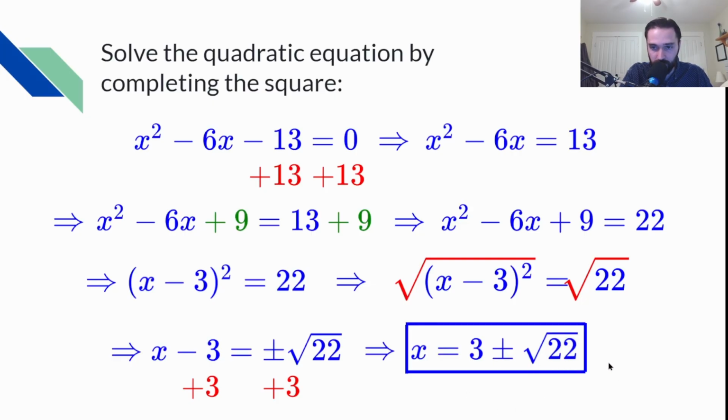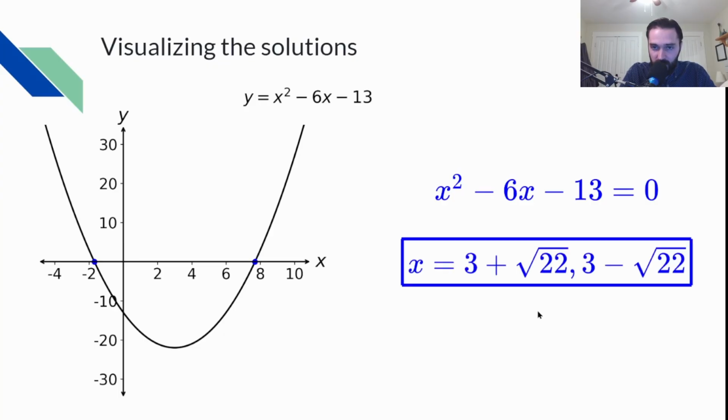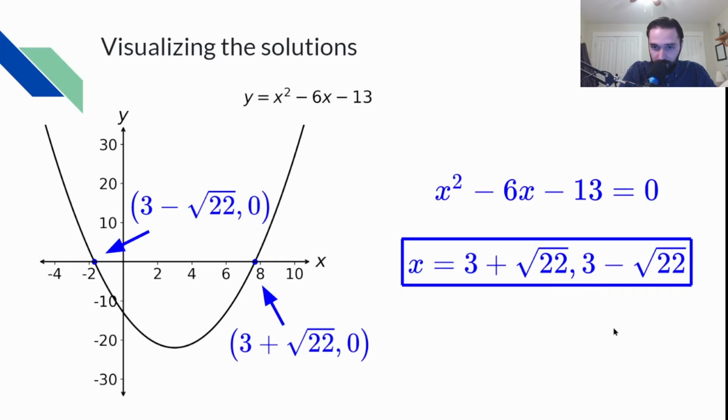These are our two solutions, right? These values are the x-coordinates of the x-intercepts, all right? This is the curve we're looking at, and we're trying to find the x-coordinates of these blue points here when we solve this blue equation, all right? So for our two solutions, we got 3 plus root 22 and 3 minus root 22. So those are the coordinates that we're looking for, all right?